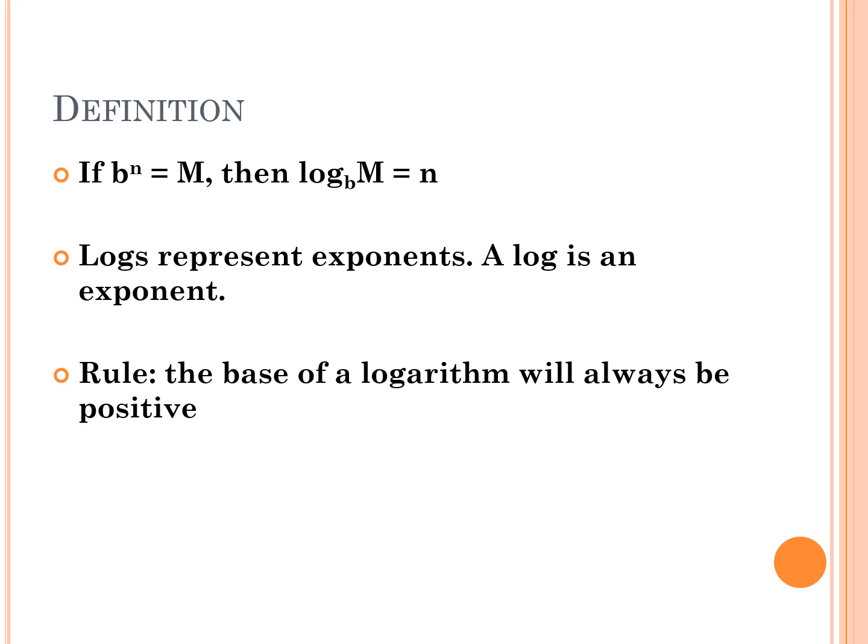Just want to point out that a rule is that the base of the logarithm will always be positive. If you think back to negative numbers raised to certain powers, you can flip back and forth between signs, and that's not something we're going to do here. So as a general rule, the value of the base will always be positive. It can be a fraction, it can be a fraction less than 1, but it is going to be a positive value.